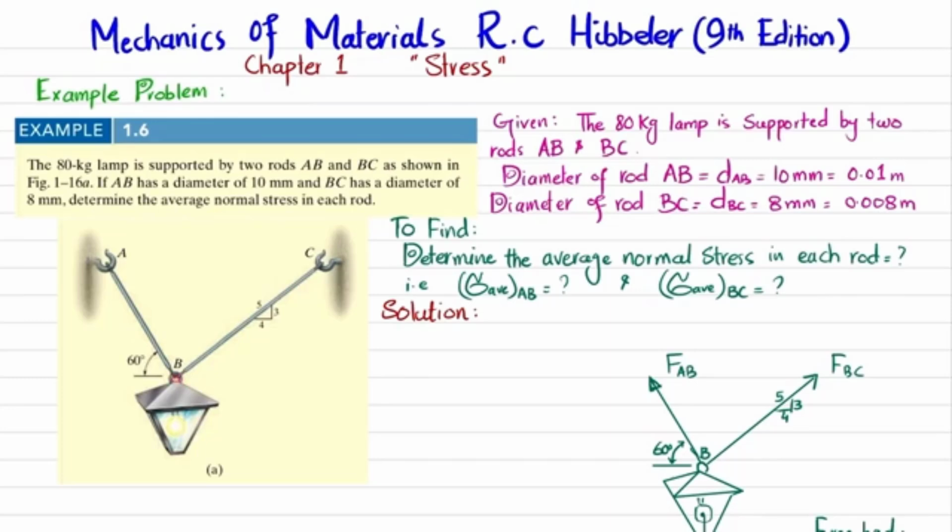So you can see this is the lamp, and it is supported by rods BC and AB, and the weight of the lamp is going to act downward. Due to this downward weight, there will be tension in AB and BC. As a result of Newton's third law, the rod will exert force on the lamp in this direction. So I have shown this in the free body diagram. The weight of the lamp is acting downward, and the force of rod BC acting on the lamp is FBC, while the force of rod AB on the lamp is FAB. FAB makes an angle of 60 degrees with the horizontal, while for FBC the ratio of the triangle is shown as 3, 4, 5. So you have to determine the average normal stress in each rod. Let's start with the solution.